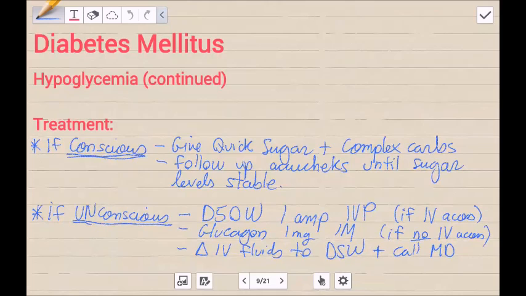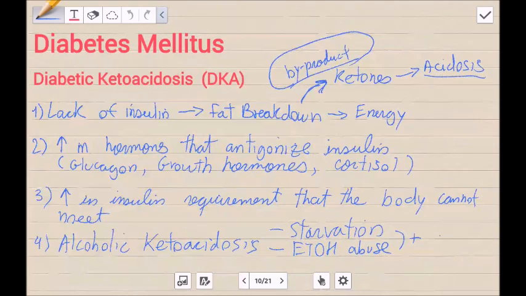On the other hand, if your patient is unconscious, and if they have IV access, then D50W 1 amp can be given. If they do not have IV access, then they can get glucagon 1 milligram IM. In some hospitals, they have a medical directive that allows nurses to change the IV fluids to D5W at a certain rate, usually anywhere between 50 cc's an hour to 100 cc's an hour, and to notify the physician. And obviously, we need to continue to check blood sugar levels until they stabilize.